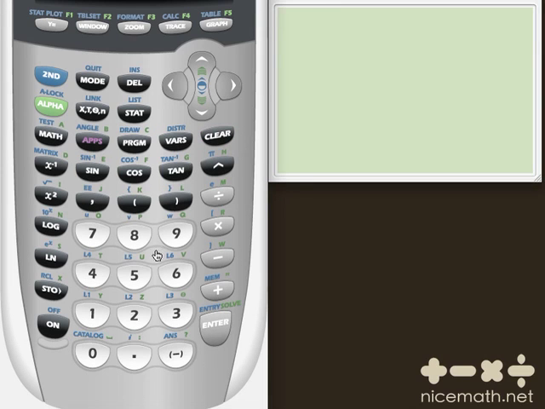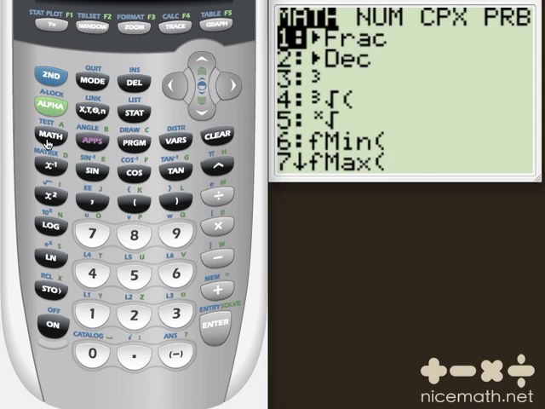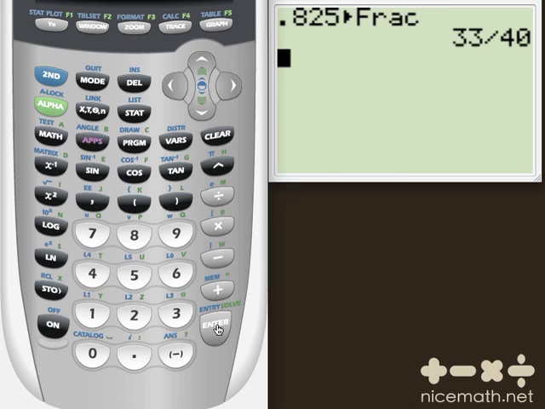So let's clear this out. Let's say we had a decimal that we wanted to change to a fraction. So 0.825. What we're going to do here is press the math key. And now we have a list of things that we can choose from. We want number 1, which is already highlighted. So since it's highlighted, we can just press enter to select it. If we wanted the decimal, we just scroll down and then press enter, but we want the fraction. So we highlight the first one, press enter, enter again, that'll give us the fraction.